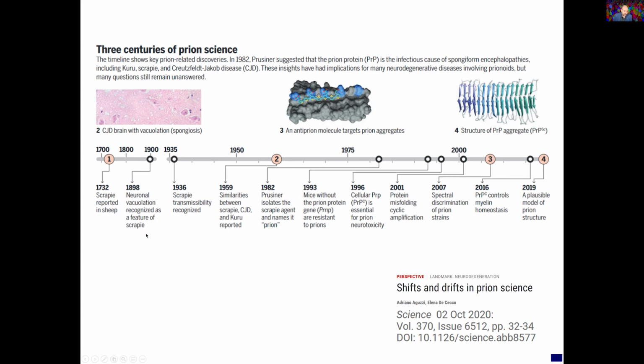But in the late 19th century, neuronal vacuolation was recognized as a feature of scrapie. And here you see a histology picture of a brain. This is actually from a human brain, from a person who developed a disease called Creutzfeldt-Jakob disease. And you see what I'm talking about, this vacuolation. It's also called spongiosis, because under the microscope, the brain looks like a sponge because of all these little vacuoles that have arisen. And then scrapie was recognized as a transmissible disease in 1936, with a very important experiment by two French researchers. And then I will talk about everything that happened afterwards.